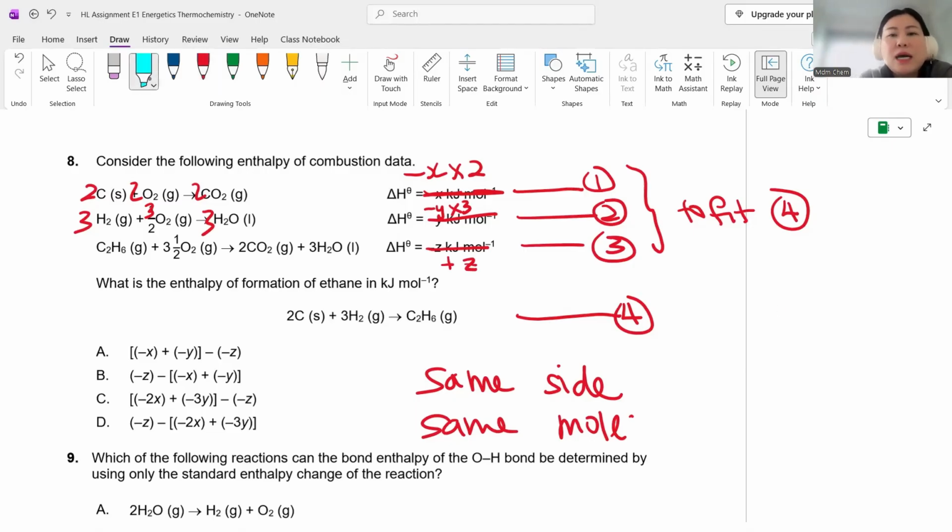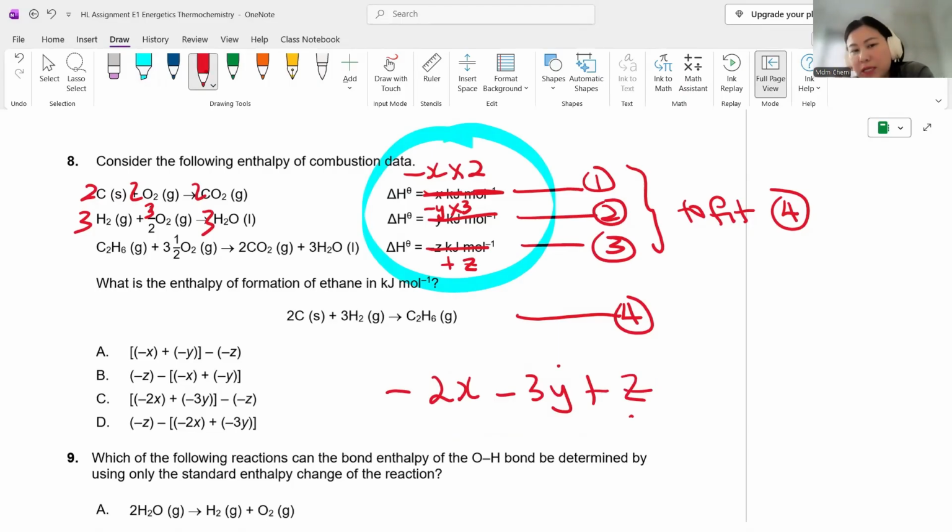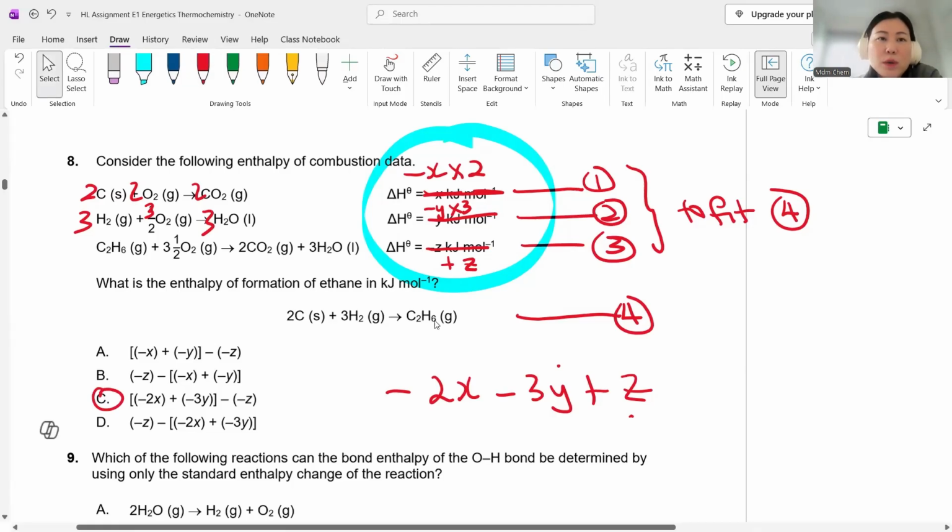Then take a calculator, add up everything. If I add up everything, it will look like this: minus 2x plus minus 3y, which is minus 3y, plus z. So minus z is plus z. So you look at which one gives you the same response, minus 2x minus 3y plus z. And that will be the answer, C. So that's for question 8.